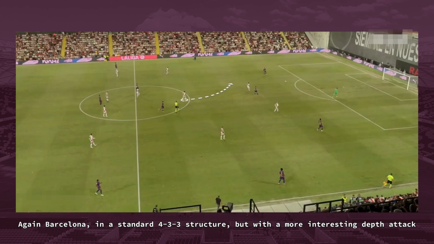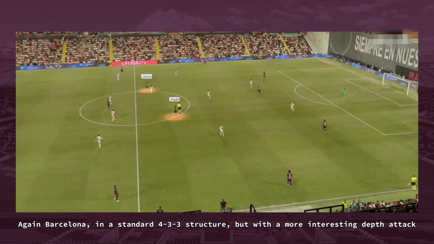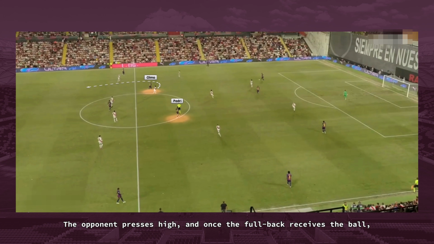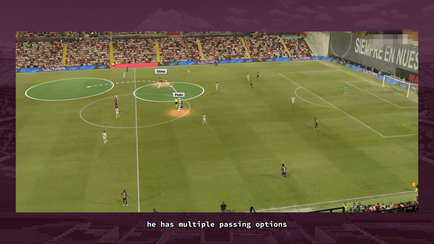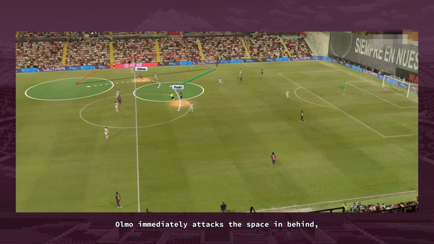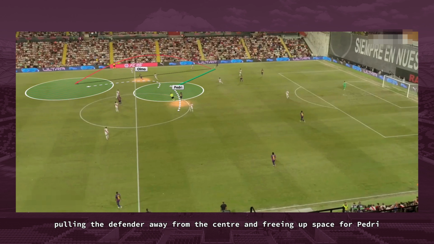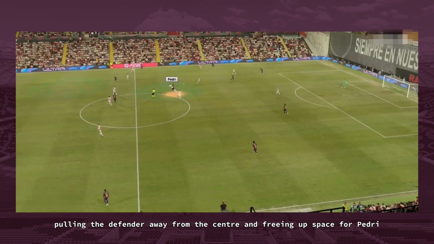In a standard 4-3-3 structure with a more interesting depth attack, the opponent presses high, and once the fullback receives the ball, he has multiple passing options. Olmo immediately attacks the space in behind, pulling the defender away from the center and freeing up space for Pedri.